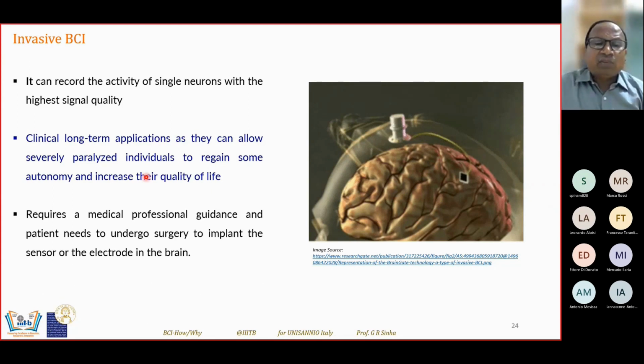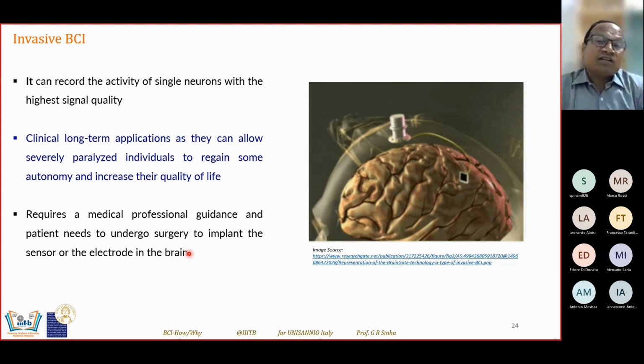It requires medical professional guidance, and the patient needs to undergo surgery to implant the sensor or the electrode in the brain. Whereas in non-invasive, you don't require any medical professional. I can tell you, devices like Mindset are coming. Just wear it like a headphone, capture the signal, bring it into your laptop, and use some AI/ML model to analyze the signal of any person.